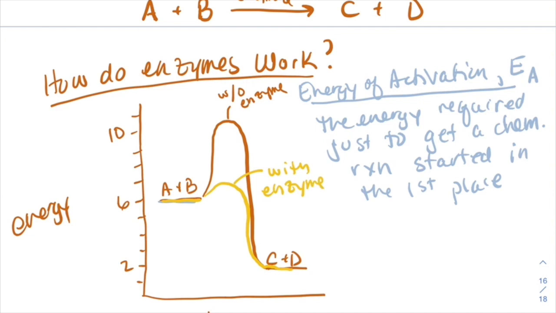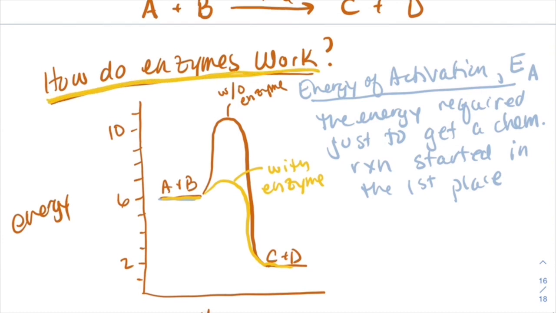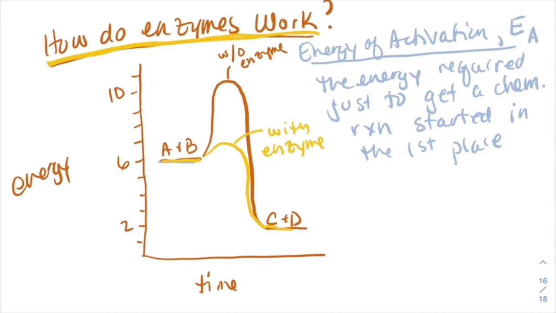So think about what the presence of that enzyme did to the energy of activation. Did the energy of activation increase, or did it get smaller? The energy of activation got smaller with the presence of an enzyme. So how do enzymes work? They work by lowering the energy of activation.